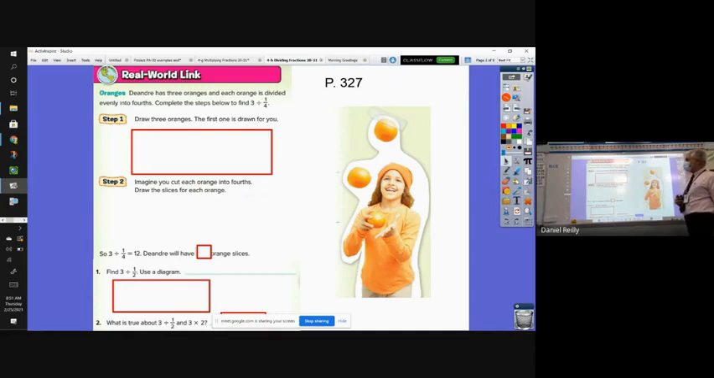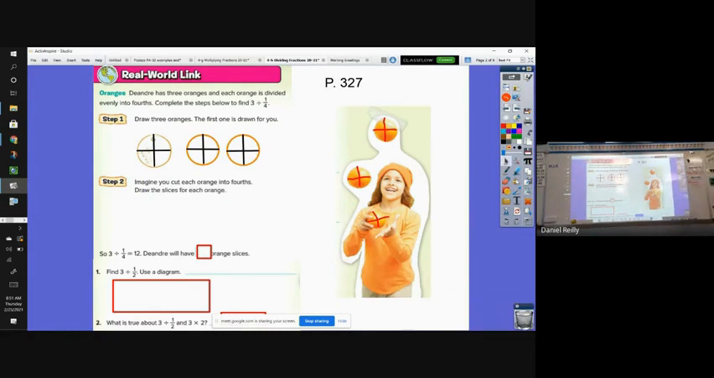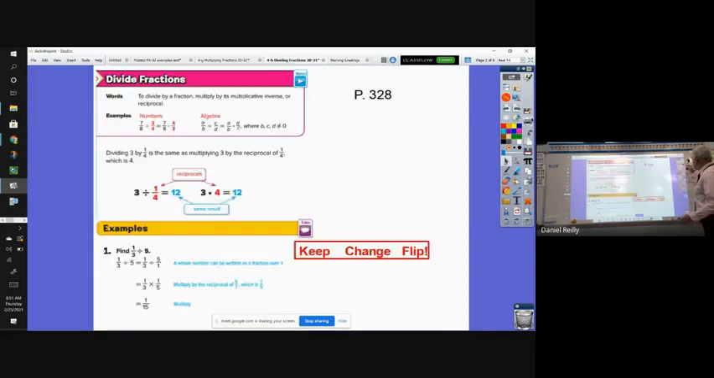All right, DeAndre here has 3 oranges, and each one is split into 4 parts. Each orange is split into 4 parts. Okay? Yeah, so I just did draw them, right? Draw them like that. 3 oranges split into 4 parts. Okay? So, why is it 3 divided by 1/4? What does that drive me to say dividing by 1/4? Oh, divided evenly into fourths. That's confusing. Never mind, I don't like that at all.